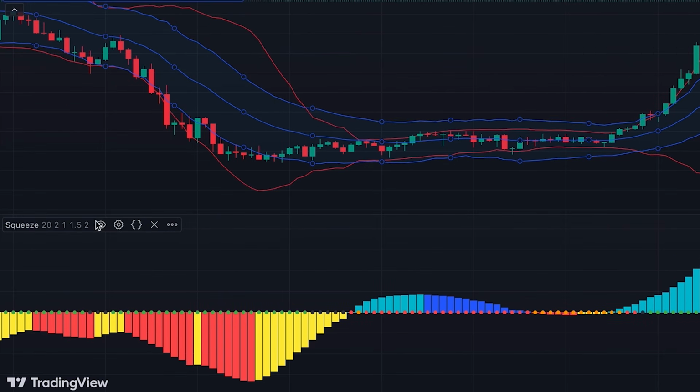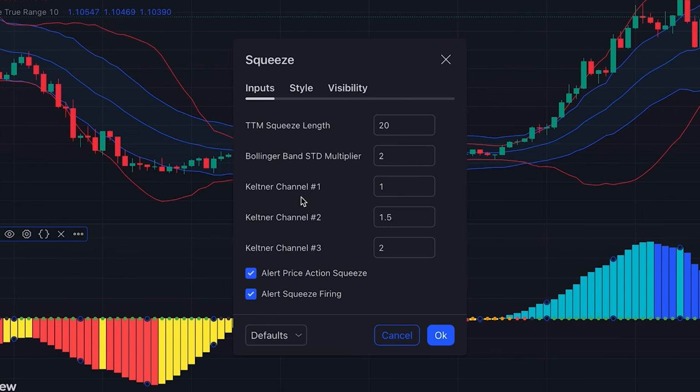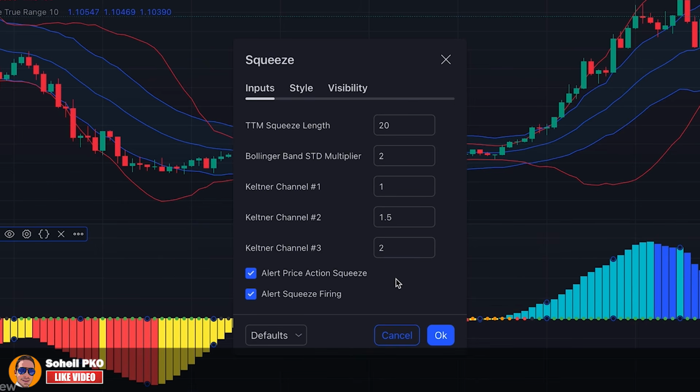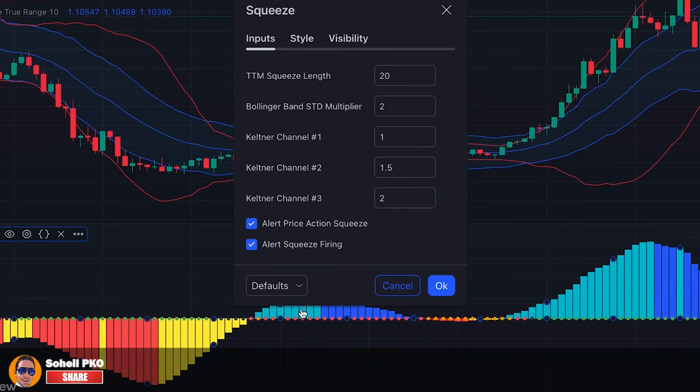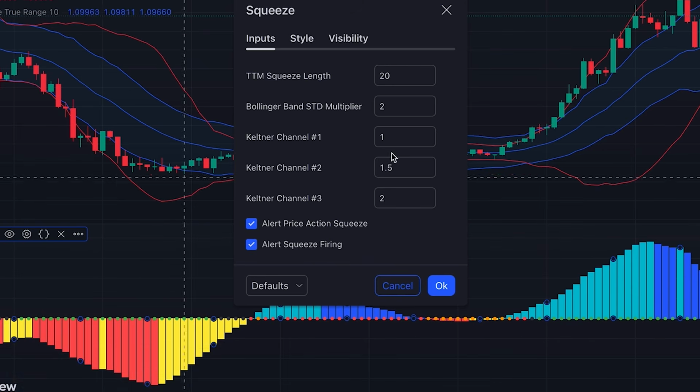In this new version of TTM Squeeze, we have three different levels for Keltner channels, 1, 1.5, and 2. Based on the location of Bollinger Bands in each of these Keltner channels, we have different colors for the dots that appear here in the middle of the indicator. This will help us to differentiate between different levels of squeeze in the market. Orange dots show high compression or large squeeze, which means that one or both of the Bollinger Bands are inside the first Keltner channel, the Keltner channel with multiplier 1.